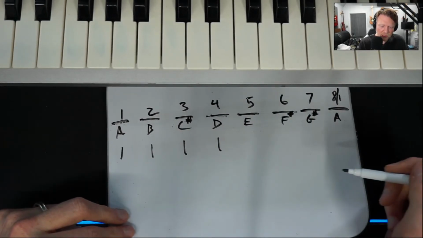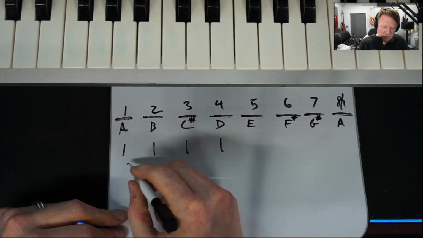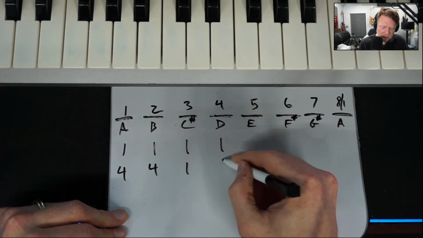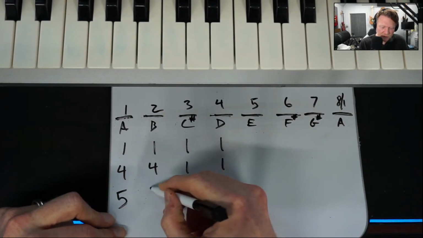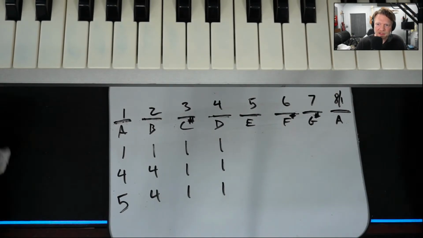4 measures of 1, and then we're going to play 2 measures of 4, okay? And then we're going to go 2 measures of 1. Then we're going to go 5, 4, 1, okay? Basic, pretty easy to understand right there.